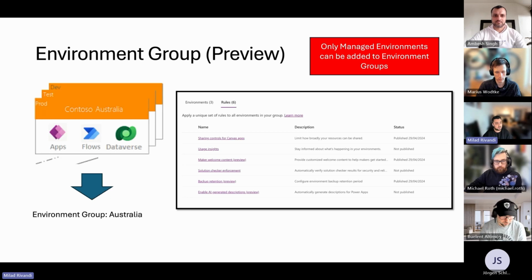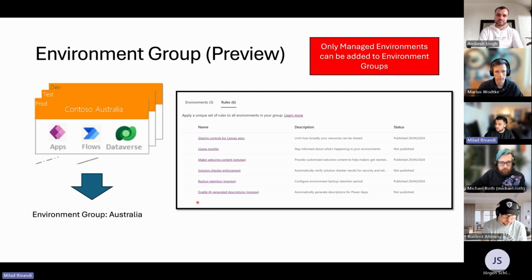I took the example from Microsoft, Contoso Australia, and set up a group called Australia environments. Based on what you can see on the right side, these are the current settings, or the current options, you can set up for these environment groups. You might notice that these options have already been available for a while now. Some of them are still in preview, some of them are not.